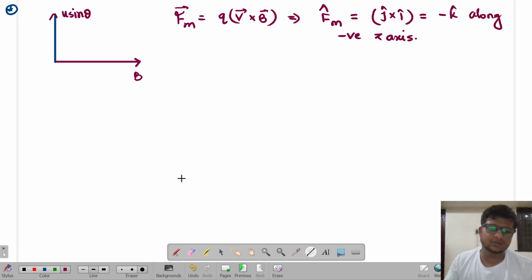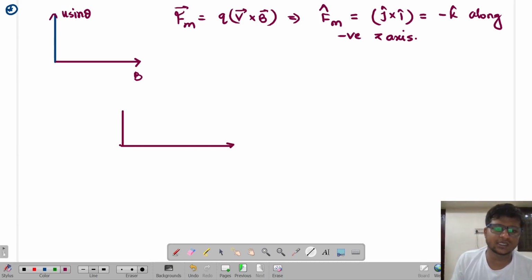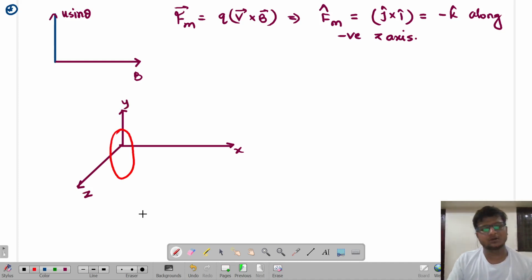So the point is simple: when you have a magnetic field like this way, velocity like this way, and if this is my Z axis, the force is along this Z axis. So the particle will move in the plane of this Z axis or not? Tell me yes or no.